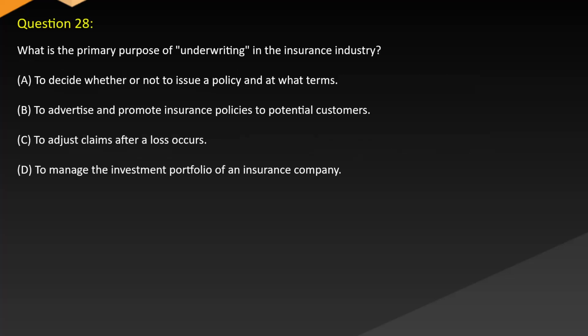Question 28. What is the primary purpose of underwriting in the insurance industry? A. To decide whether or not to issue a policy and at what terms. B. To advertise and promote insurance policies to potential customers. C. To adjust claims after a loss occurs. D. To manage the investment portfolio of an insurance company.